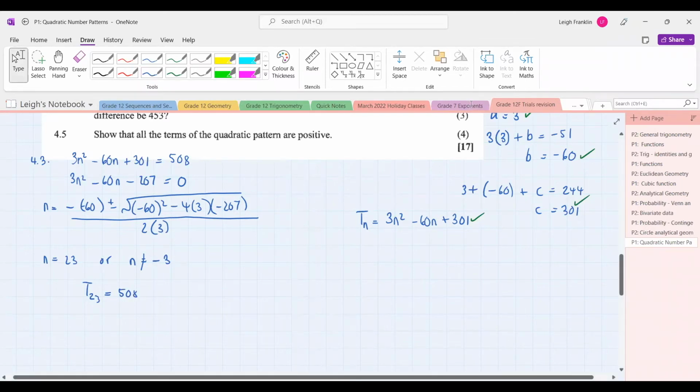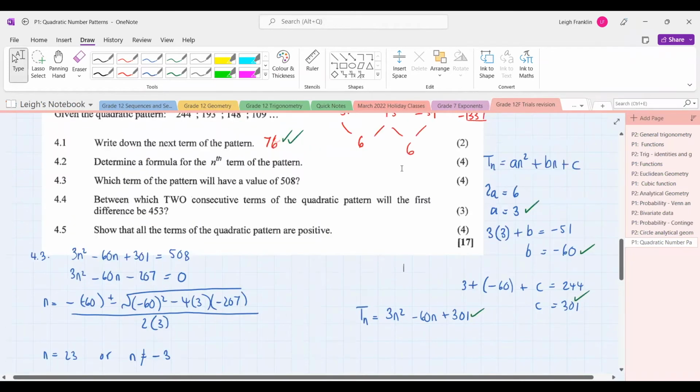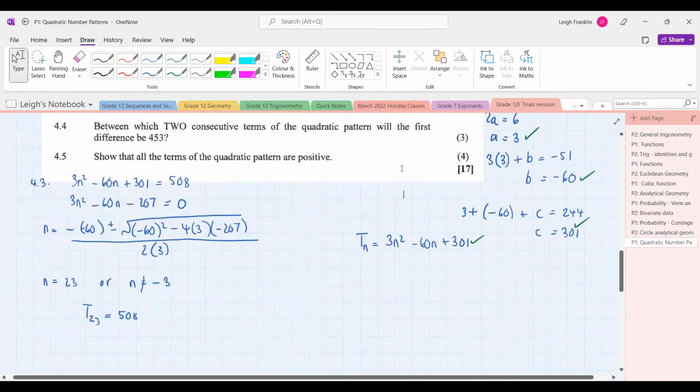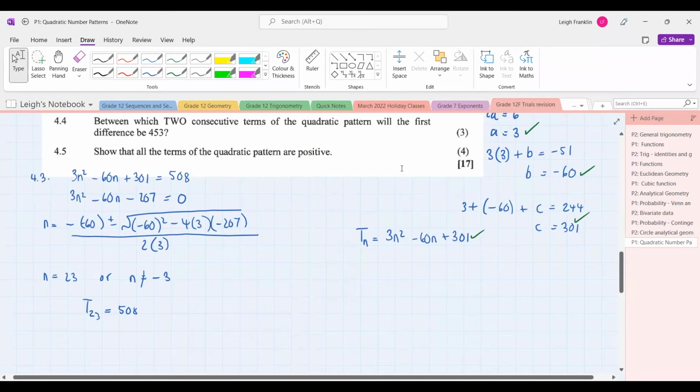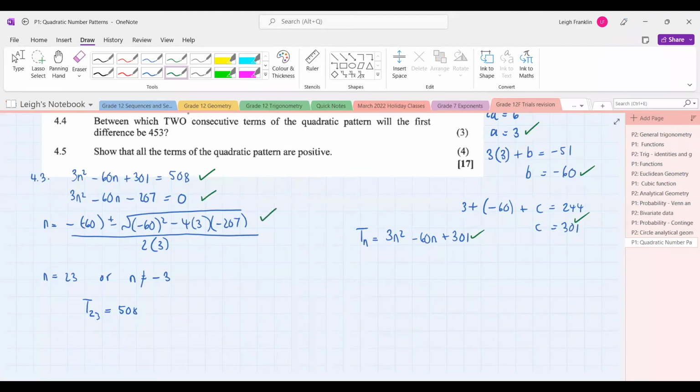All right, good stuff. Well done, everybody. Let's go and have a look. That was out of 4 marks. So here there would be a mark for equating, a mark for standard form, a mark for the formula or factorizing, and then a mark on the answer. Okay, everybody happy with that?